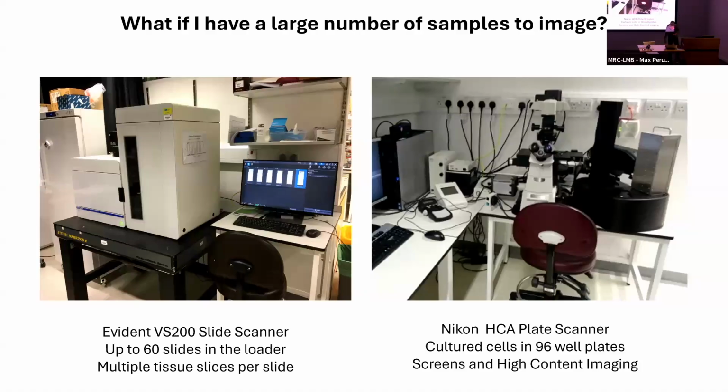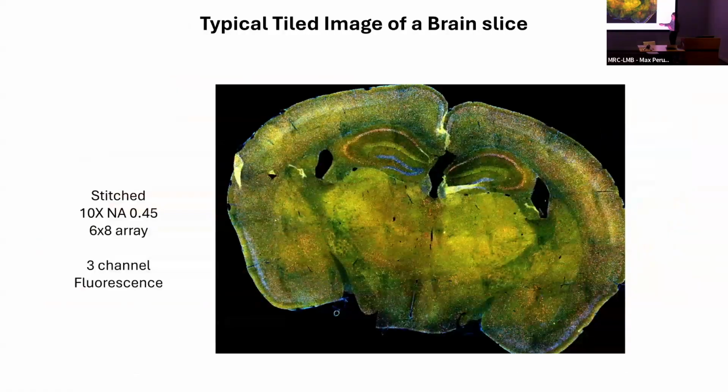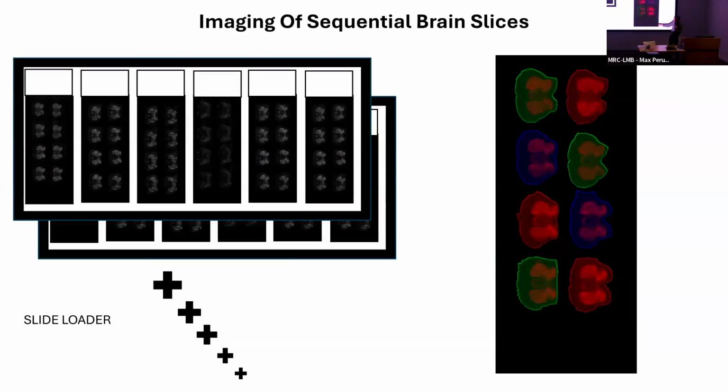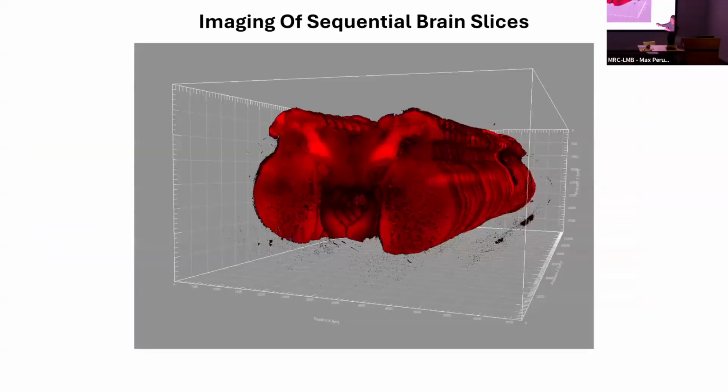Very handy. So this is what a typical tiled image would look like. You can easily get subcellular resolution off these instruments if you wanted, but you get multiple channels of fluorescence and so on. So they're very information rich. So here we have lots and lots of slices loaded on the trays. You can see they're all identified in the image. If you wanted to, you could stack them back up and start to recreate the three-dimensional properties of that brain from it.